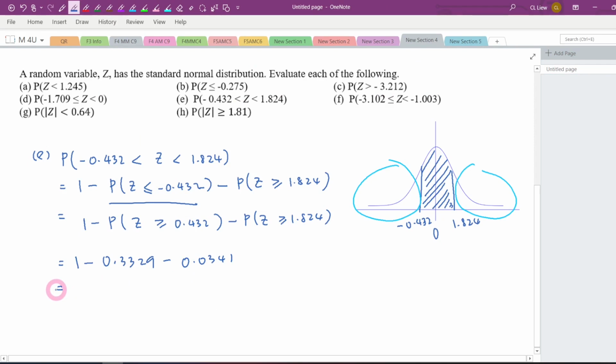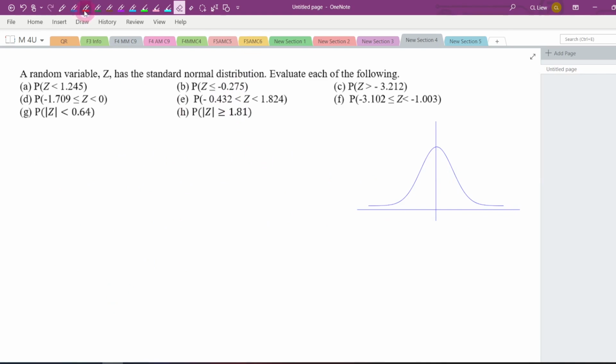1 minus 0.3329, then minus 0.0341. So the answer is 0.633. Okay, this is the way we get the answer for part E.